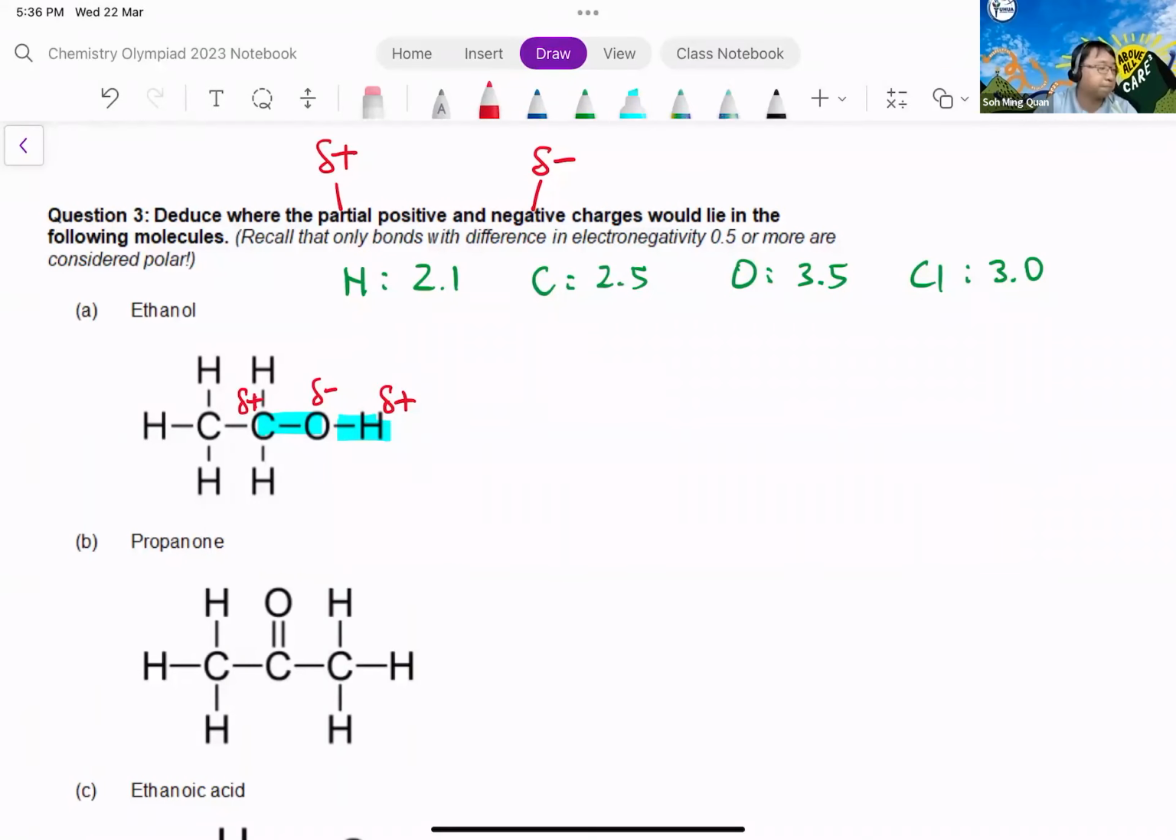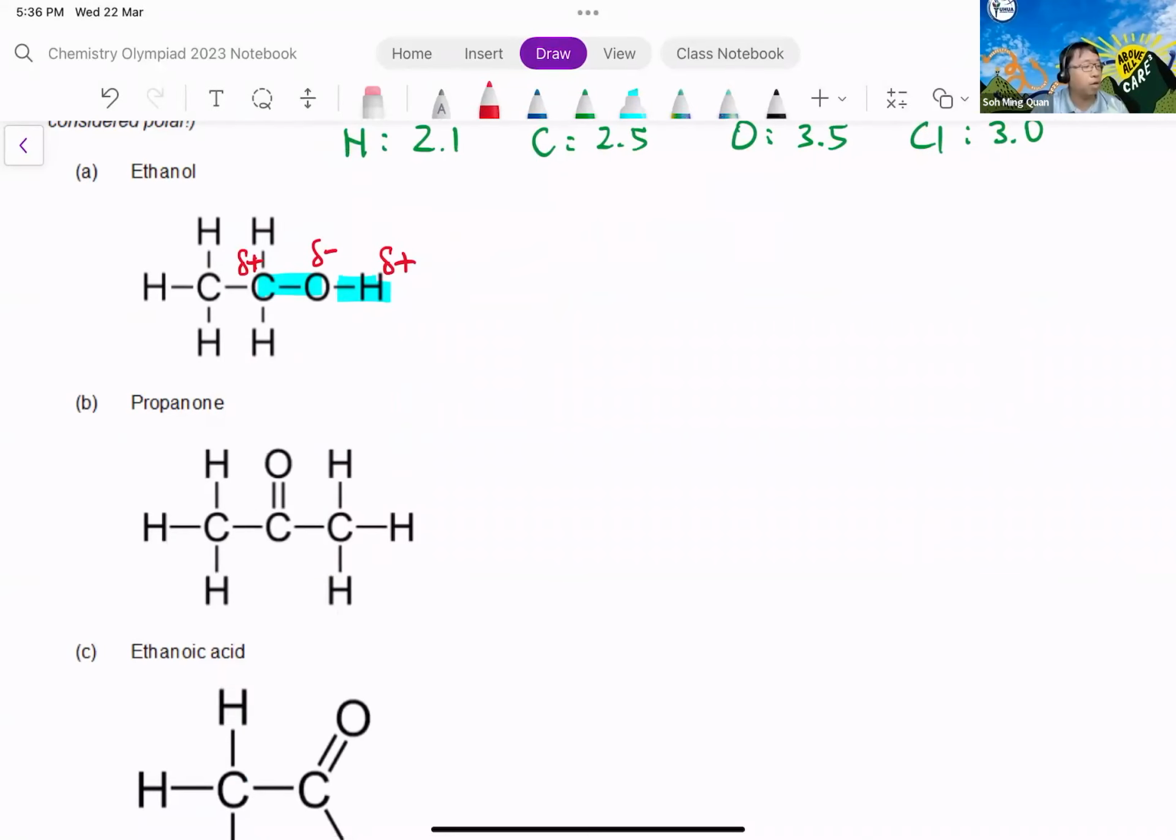All right. Next, propanone. Propanone, again, you can discount the CH bonds. The CH bonds are not polar. The polar one must be this one, the CO double bond. Again, oxygen, carbon. Oxygen being delta minus, carbon being delta plus.